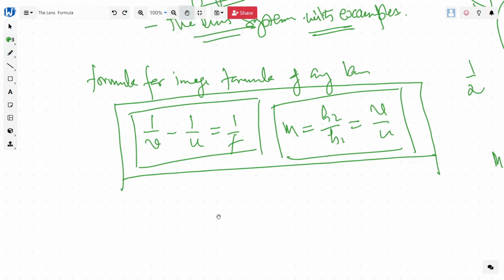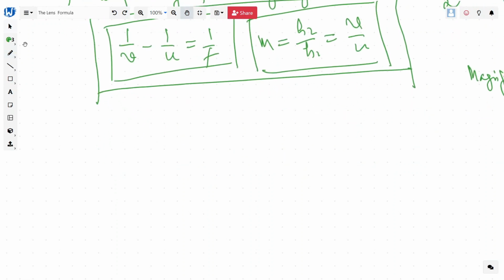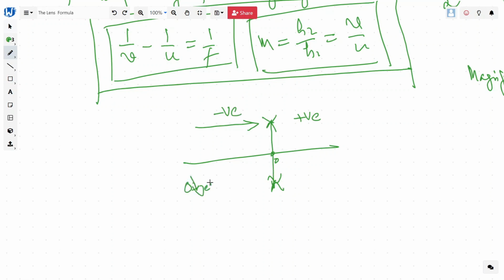So let's revise the sign convention. The sign convention here is very similar to what we discussed. We are going to use the Cartesian one, right? So here is our lens. It could be converging or diverging, anything, and this is the O, and the ray of light is always going to come from the left, so this side is going to be positive and this side is going to be negative. So any object or image falling on this side is negative, and any object or image falling on this side is going to be positive.